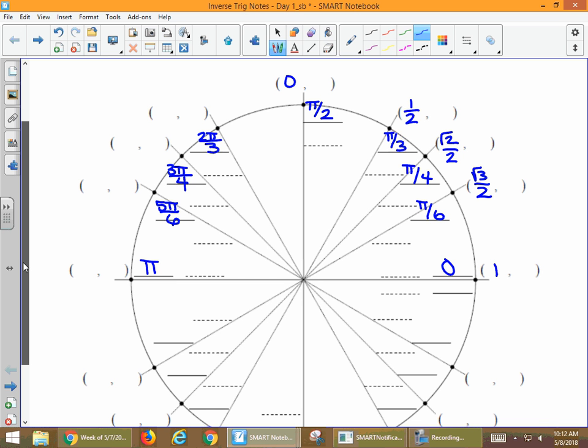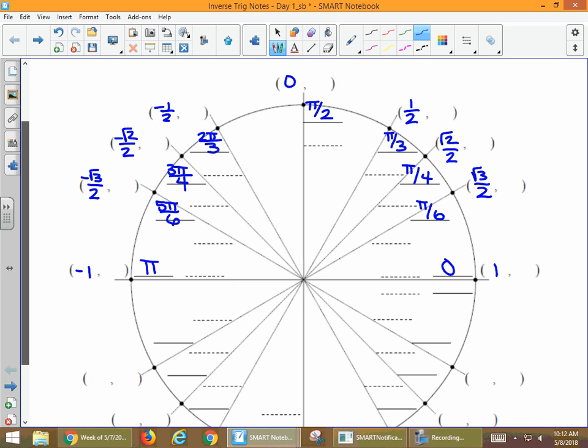So cosine is positive in quadrant 1 and negative in quadrant 2. So at 2 pi over 3, cosine is negative 1/2. That's the small horizontal value. So we're just coming over a little bit. 3 pi over 4, negative radical 2 over 2. 5 pi over 6, negative radical 3 over 2. And at pi, we're at negative 1.